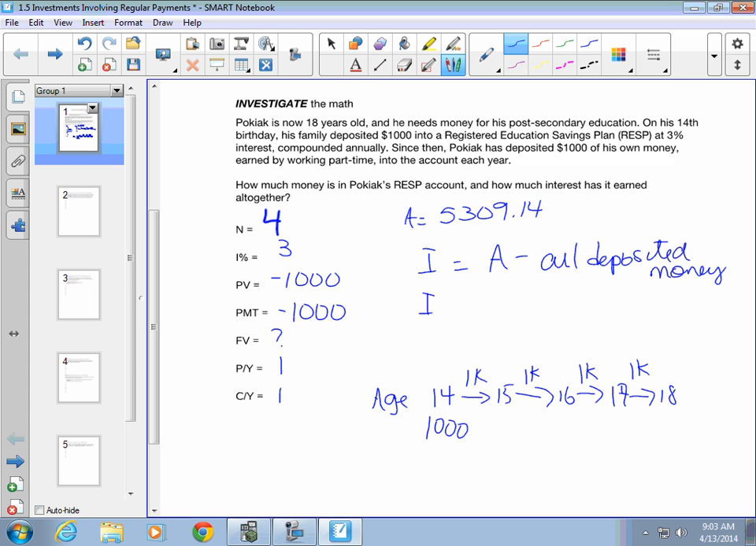So this is going to be 5,000 minus your 5,309.14. So that means he earned $309.14 in interest.